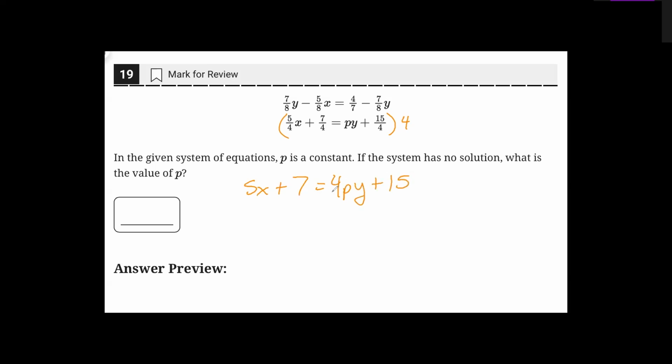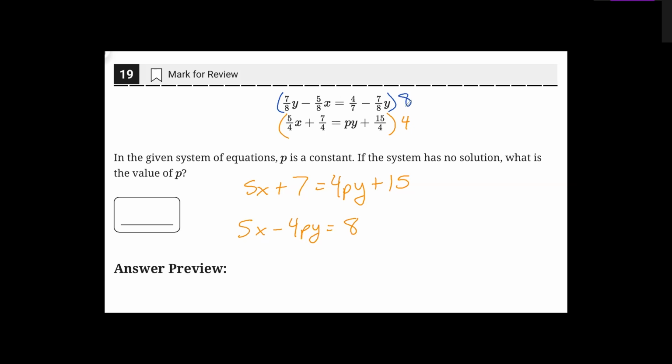If I rearrange this so that the variables are on one side and the numbers are on the other, this equation can be rewritten as 5x minus 4py equals 8. We can do a similar thing for the top equation. You can multiply everything by 56 if you want all fractions to disappear. However, the only fractions that would cause some concern would be the ones associated with the variables. And thankfully, all variable terms have an x.